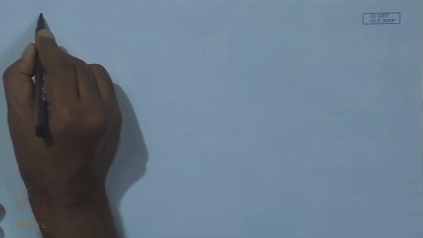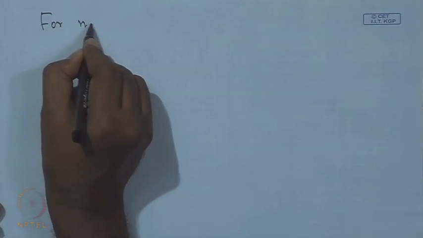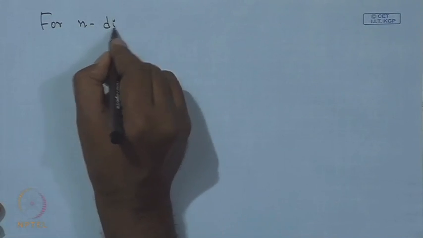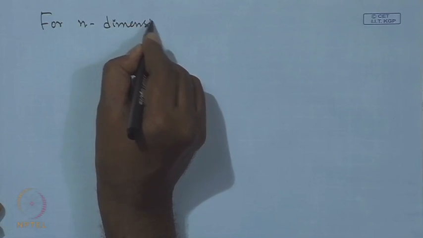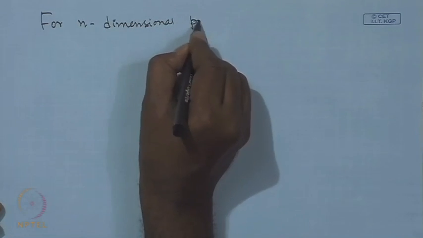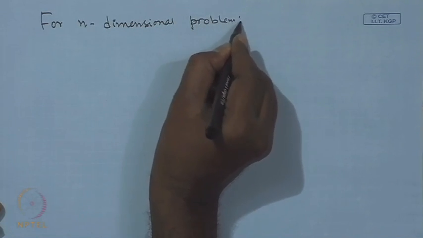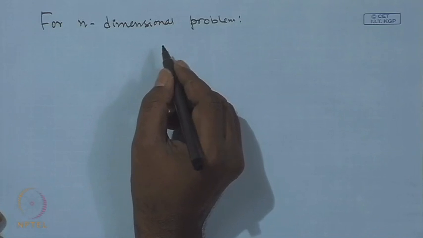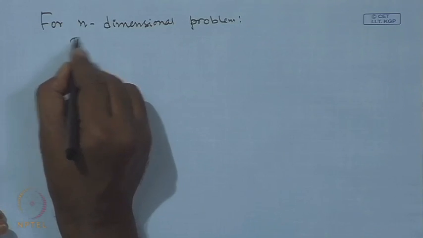Next, we will look into a multidimensional problem. For a multidimensional problem, we have just looked into the stability of a two-dimensional problem. For an n-dimensional problem, one can use the Routh-Hurwitz criteria for stability.